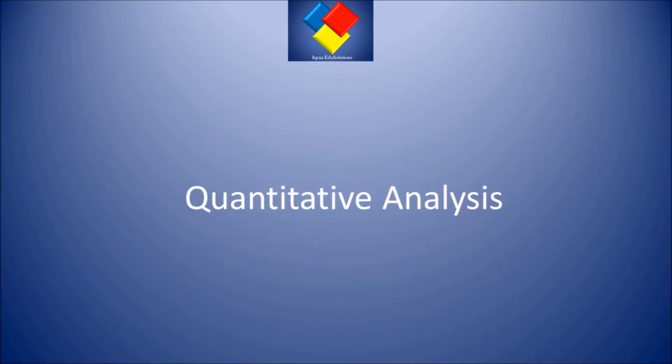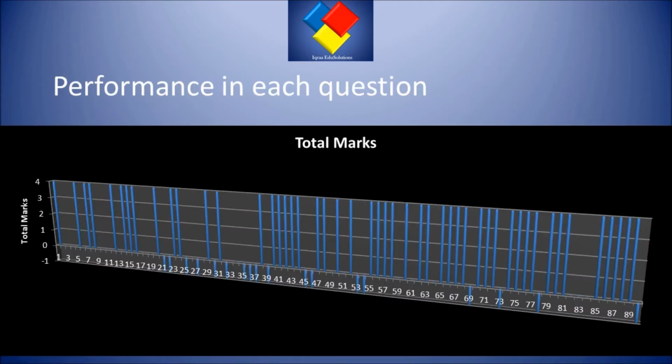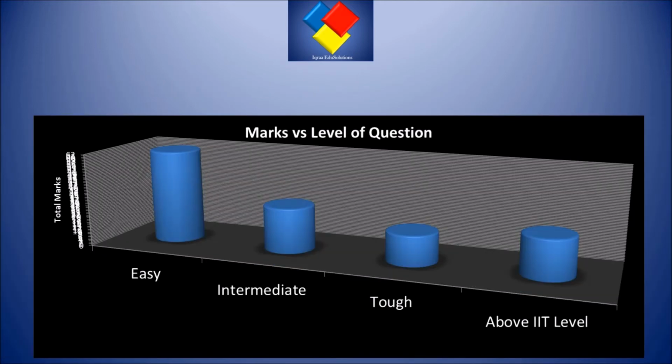Let's first see the quantitative analysis of the report. This graph shows the positive and negative marks obtained by the student in each question. Then this graph helps to analyze whether the student was able to score in the tough and very tough questions as well.